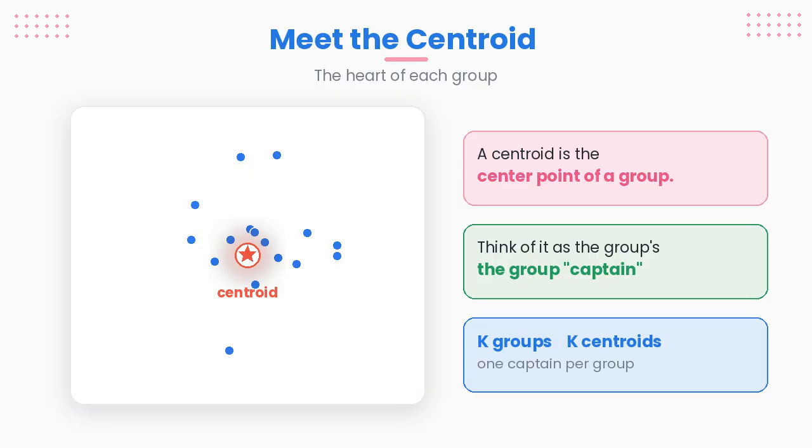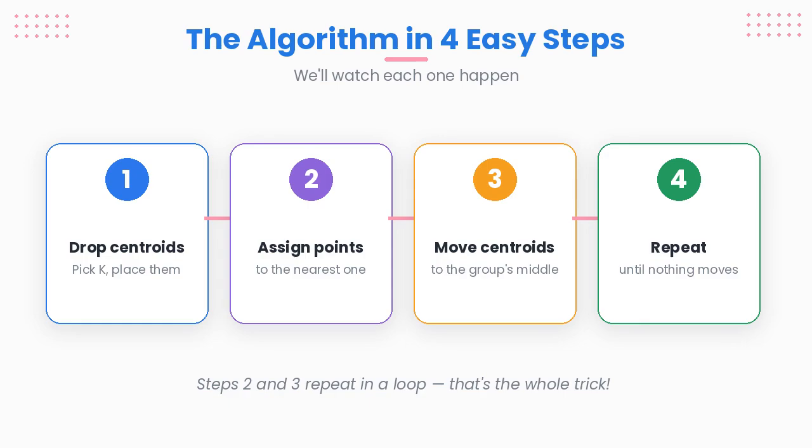Next, meet the centroid, the heart of each group. A centroid is just the center point of a cluster, like the group's captain. And since every group has exactly one captain, K groups always means K centroids.